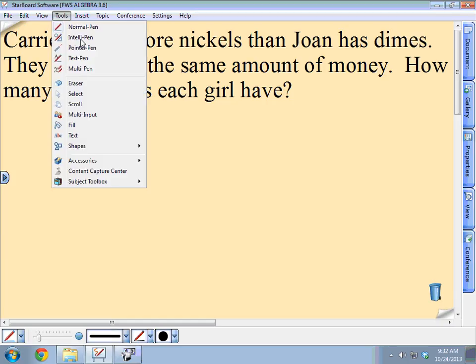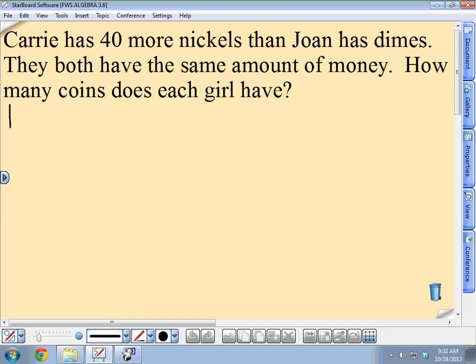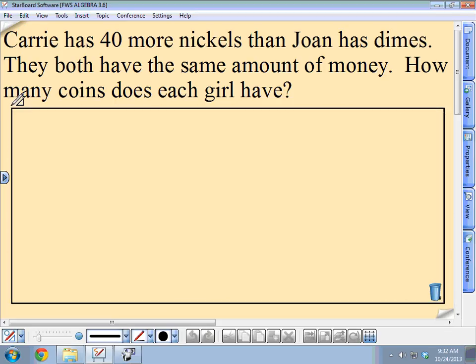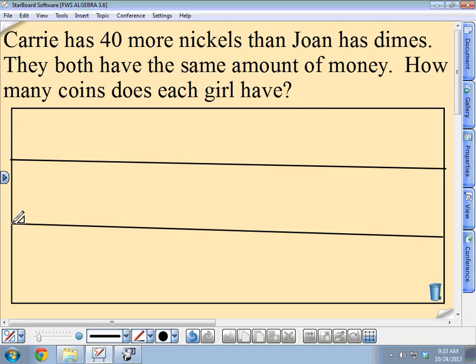Tools. Pen. Mr. Sega, can we stop here and not have to solve until tomorrow? No. You won't be able to do your homework if you don't set up the chart and solve it. This is not new. Okay. And then.